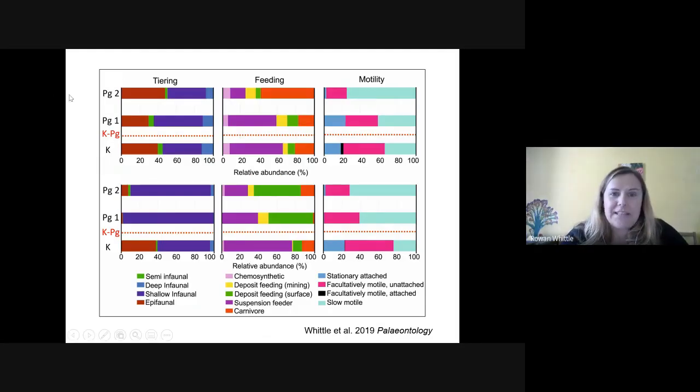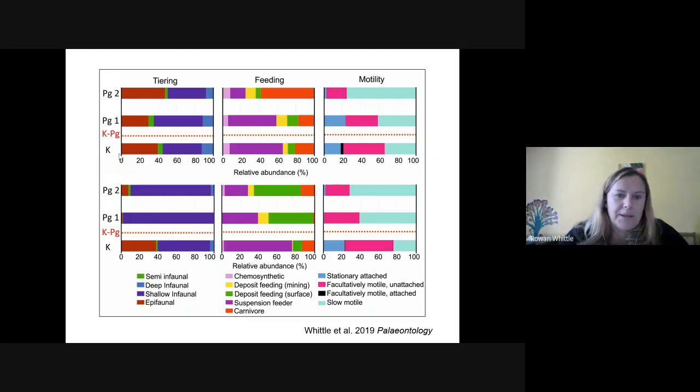So looking at tiering, motility, and feeding in more detail for the different parts of the section. In this diagram, this is the Cretaceous, this is the KPG boundary, this is the first Paleogene, and this is the second Paleogene, when the environment changes. The first set of diagrams is based on species numbers, and the second on absolute abundance of the number of specimens. And they're all standardized for relative abundance.